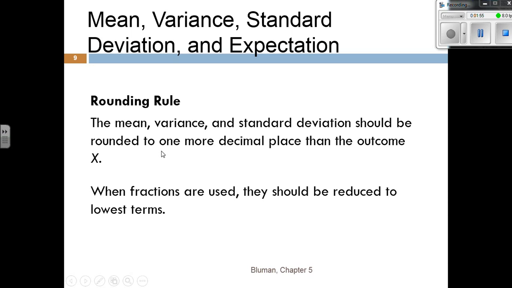Now the rounding rule. Overall, you're doing a really good job of it. Usually on the quiz, many of you aren't doing a very good job, and by the test, you have all figured it out. So keep that up. But on the last test, there were still a few of you who aren't paying attention to the rounding rule, so just make sure you do that. The rounding rule for this stuff is one more decimal place than the outcome of x. So if all your x's are whole numbers, you would round to one decimal place.